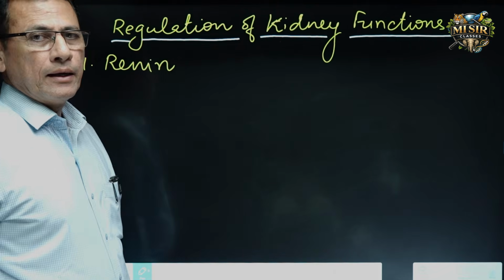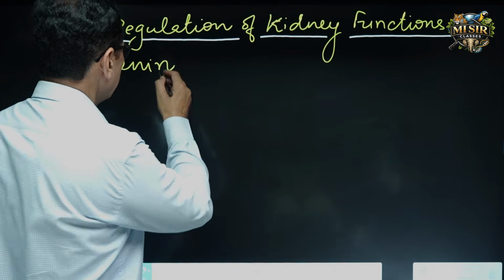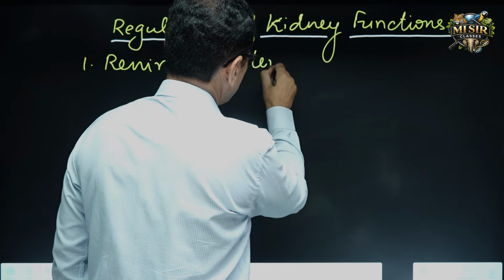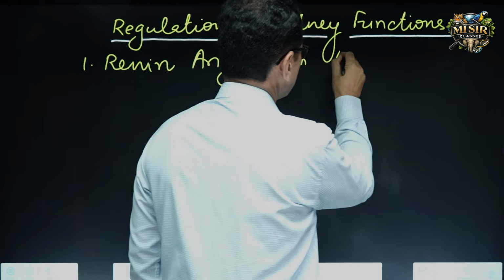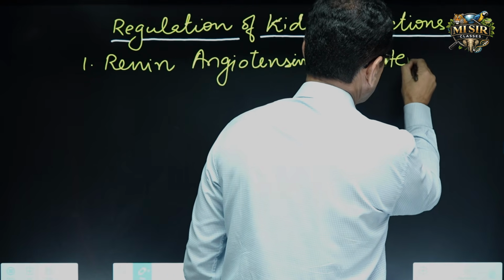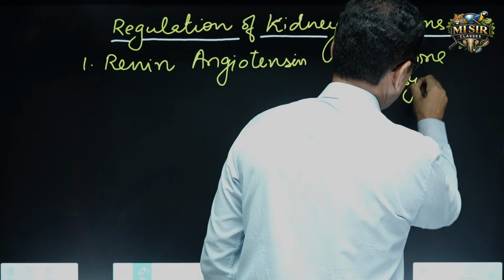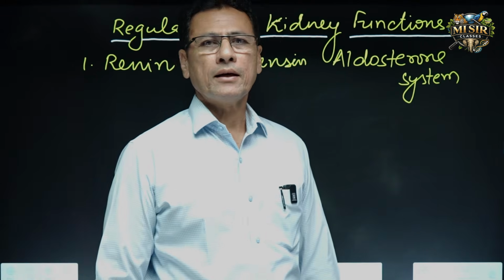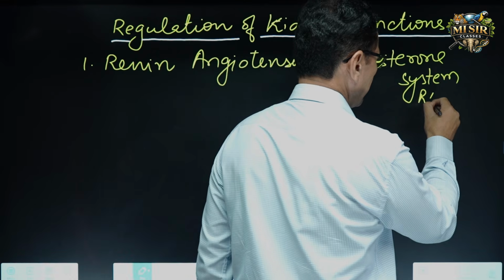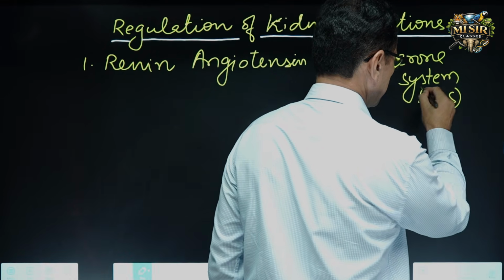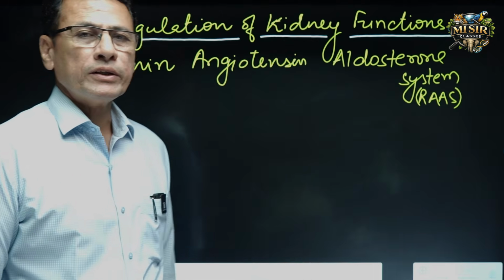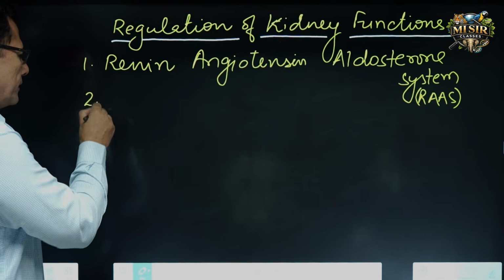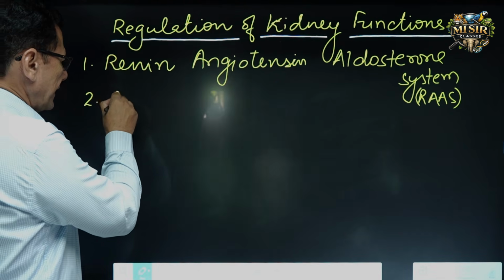How the kidneys control the body. This is one, Renin, Angiotensin, Aldosterone System, or in short, it is also known as RAAS, R-A-A-S. The second important mechanism that regulates the kidney function is by help of antidiuretic hormone.